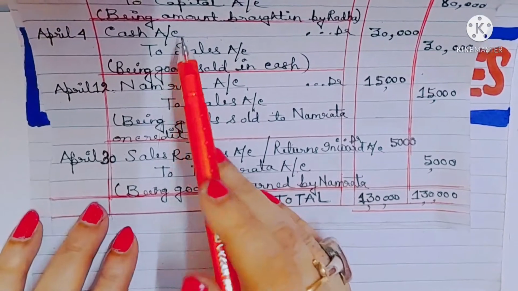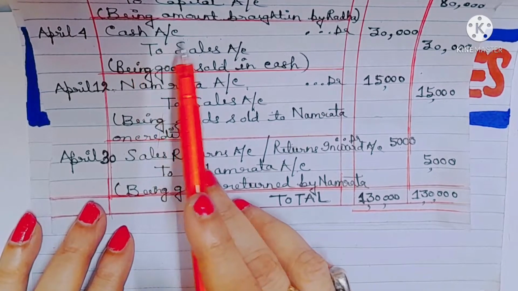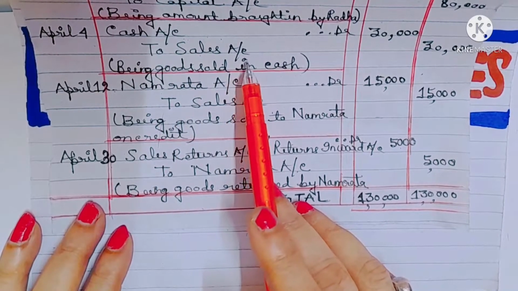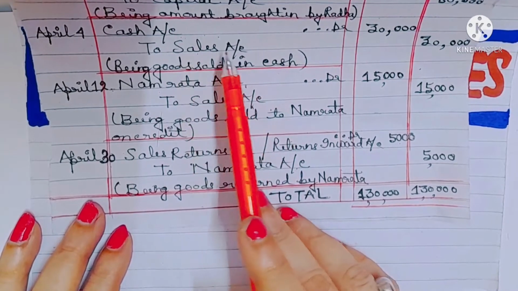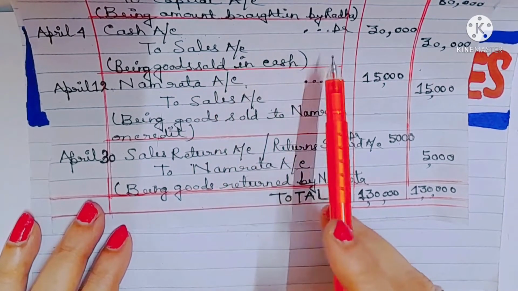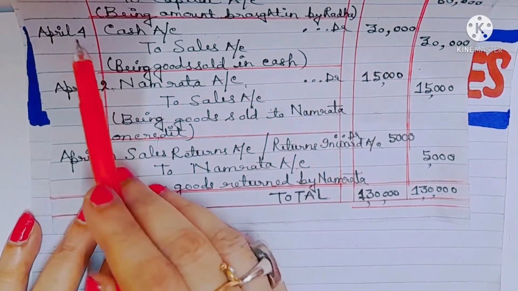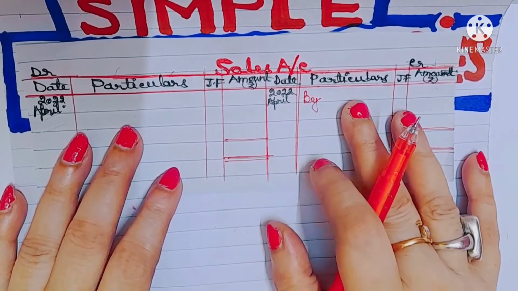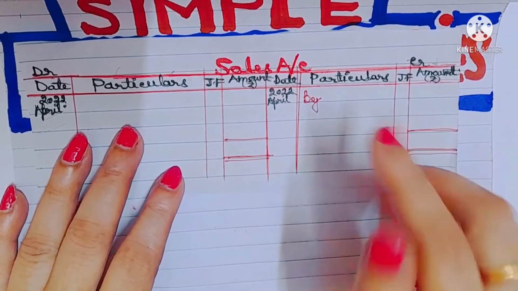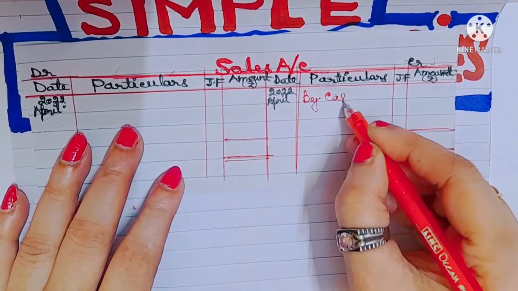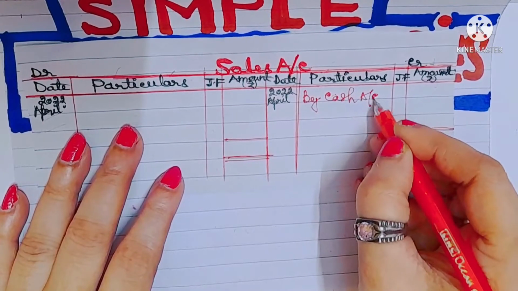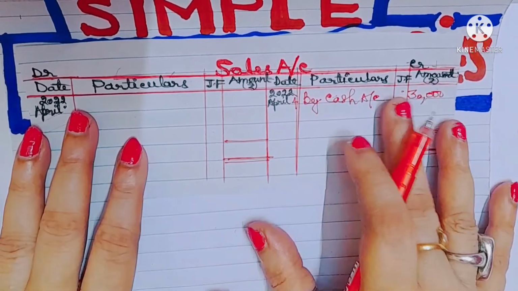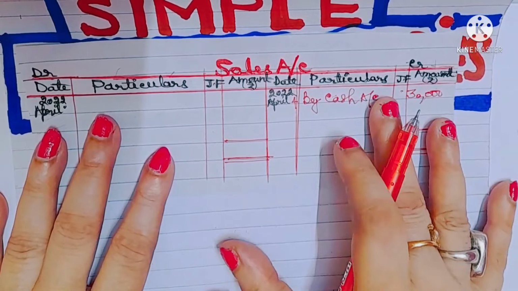Now see, on 4th April cash account we did sales account. Now see, what is the position of sales account? Sales account is on the credit side, so cash account will be also on the credit side. What is the amount? 30,000. 4th April. Let's do it. By cash account, how much? 30,000. What is the date? 4th April. Now let's see, is there any other sales transaction or not?